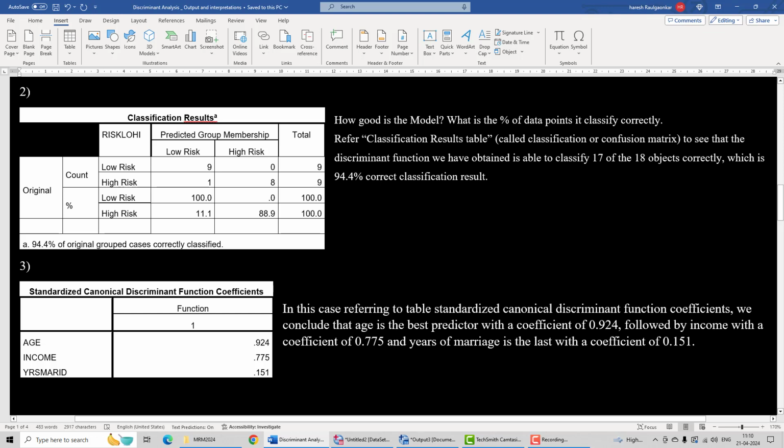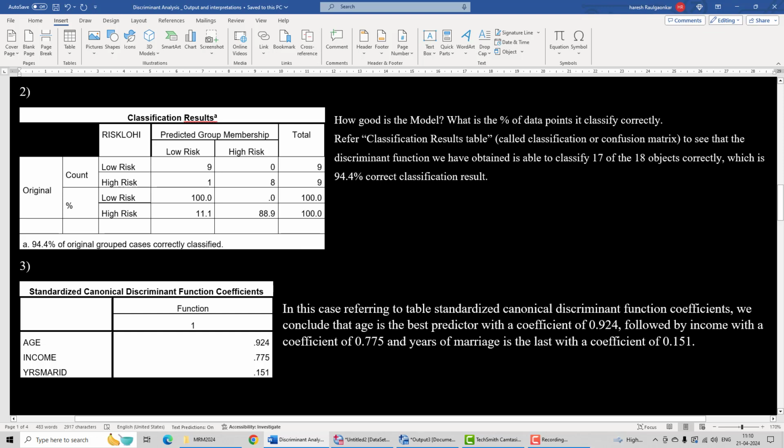See, usually it is not possible to always get 100%, because there can be some borderline cases which can fall on either side. So our model has a good discrimination power.